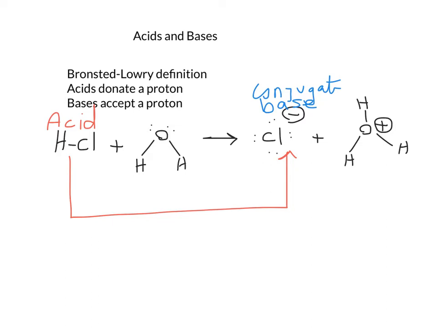Okay, what happens to H2O? As we can see, H2O accepts a proton, gains a proton, and becomes H3O plus, that we call hydronium ion. So H2O in this reaction, since it's accepting a proton, is a base, and hydronium ion is its conjugate acid.